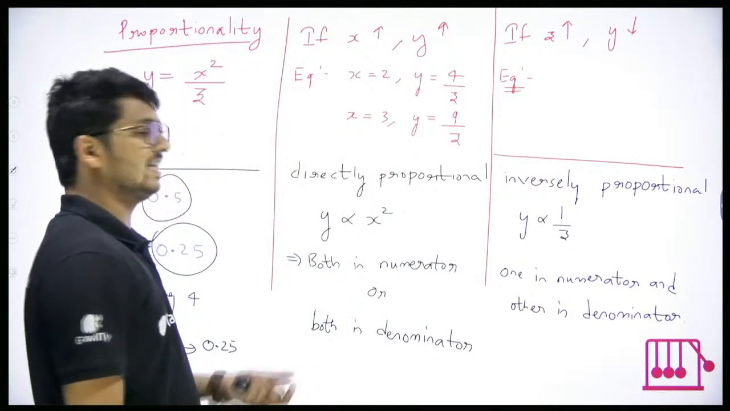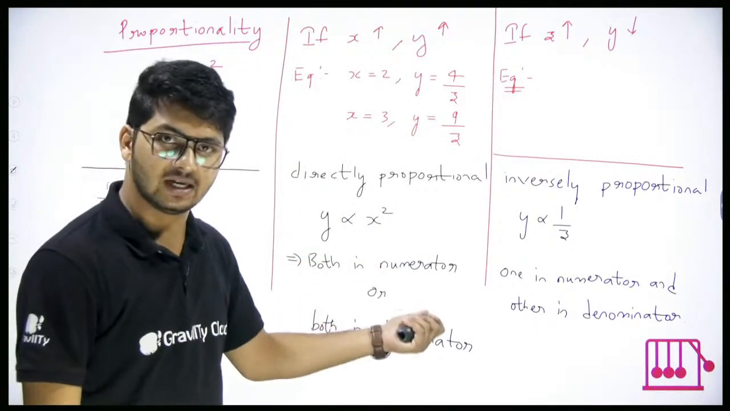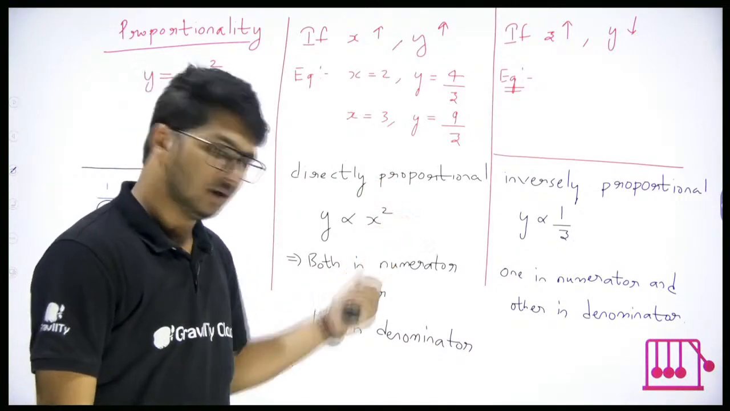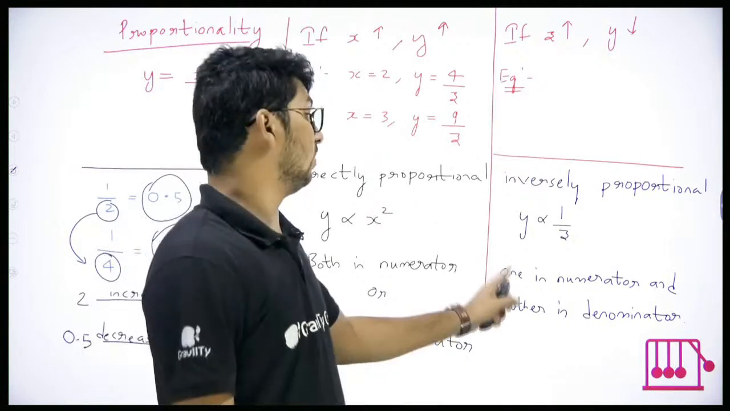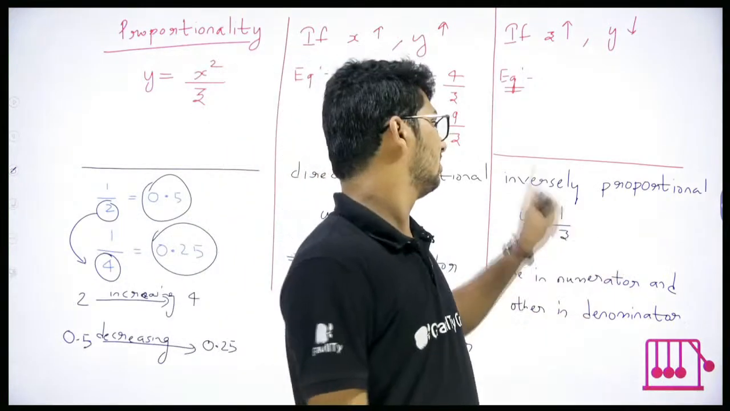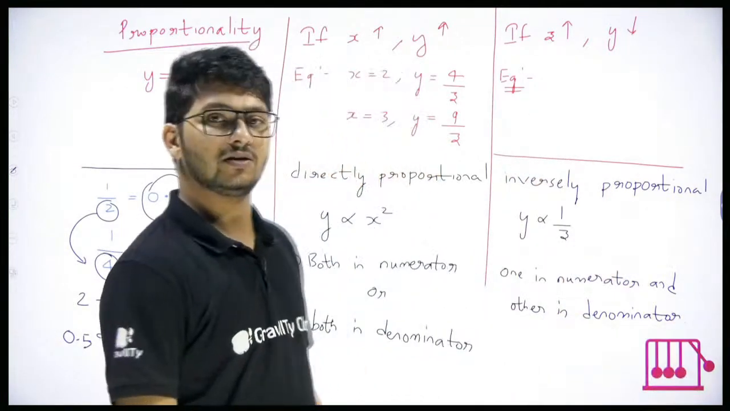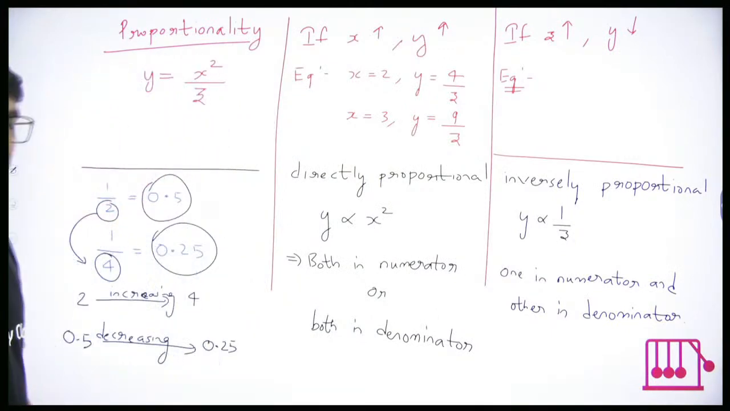To identify them, both of them in the numerator, directly proportional. Both of them in the denominator, directly proportional. But one in the numerator and the other in the denominator, inversely proportional. Okay? Got it? Okay, let's continue.